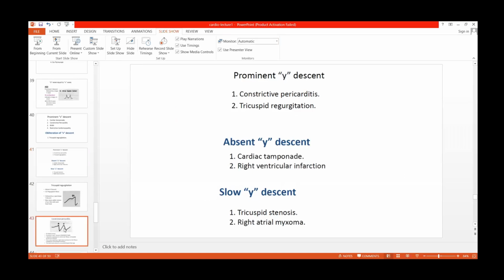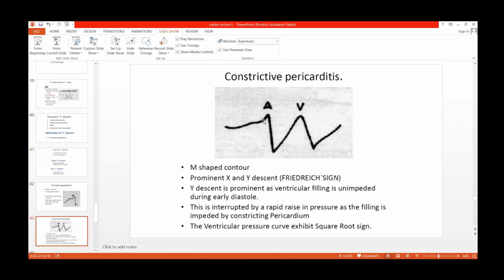So this is the prominent X and Y descent in tricuspid regurgitation, and this is known as Friedreich's sign. So Y descent is prominent as ventricular filling is unimpeded during early diastole, and this is interrupted by a rapid rise in pressure as the filling is impeded by the constricting pericardium, and the ventricular pressure curve exhibits the square root sign.